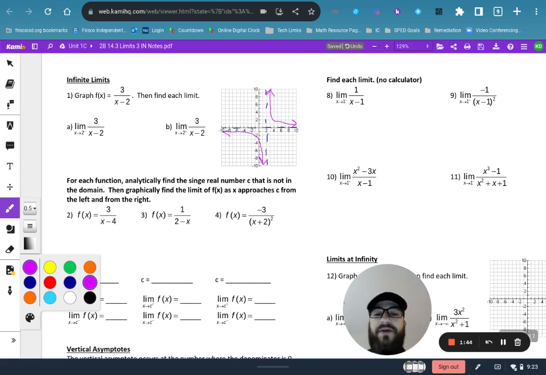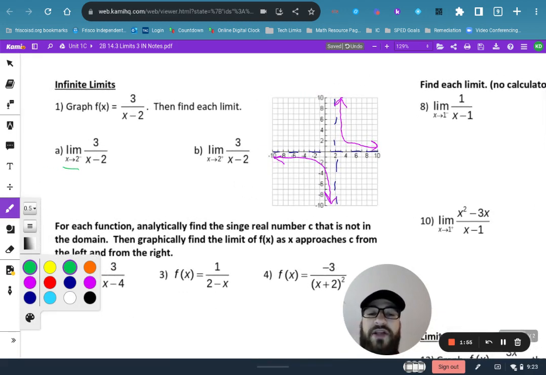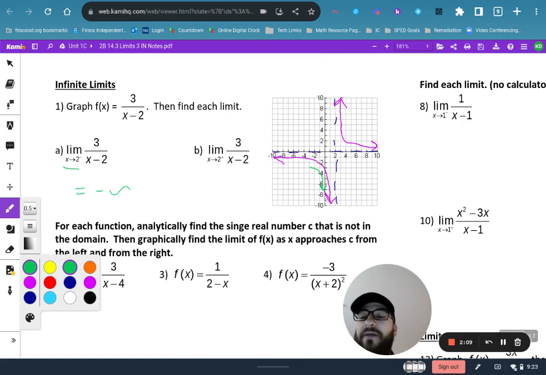So we have the limit as x approaches 2 from the left side, and we have the limit as x approaches 2 from the right side. So the limit as x approaches 2 from the left side, I'm going to follow my function, and as I go from the left, the value that my function looks like it's going to is it's going down. That arrow means it's going to continue on forever, so it's actually going to approach negative infinity. And then likewise, on the right side, when I'm approaching 2 from the right, my function looks like it's going towards positive infinity.